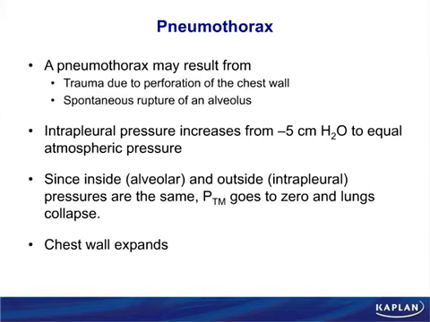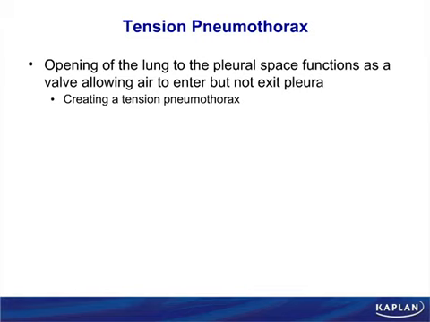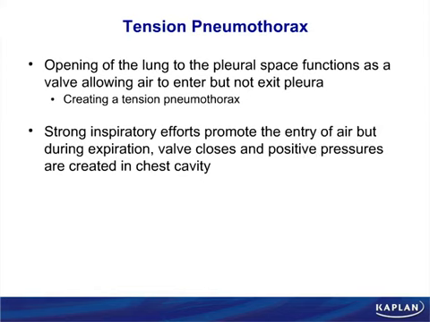Now, a different type of pneumothorax is called a tension pneumothorax. In this, we have an opening of the lung to the pleural space from inside, and it will function as a valve, allowing air to move from the alveoli into the pleural space, but not exit the pleural space. We're going to make strong inspiratory efforts. This is going to promote air to enter into the interpleural space, but that valve closes during expiration, and we're basically just trapping air in the interpleural space. As a result, interpleural pressure becomes positive.